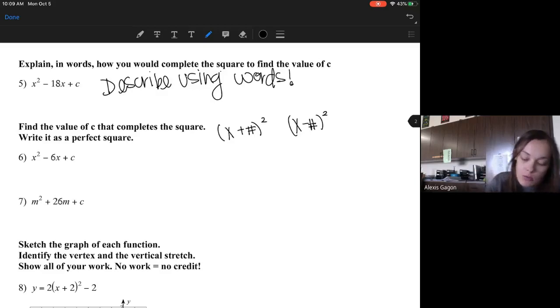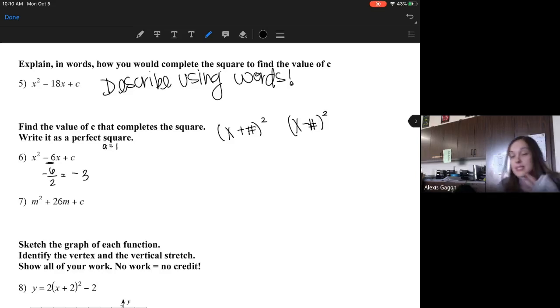To do that, we're going to take our b value. So we look at the b value right here, and we're going to divide it by 2. And a must be 1, so a has to equal 1. We're taking the b value, and we're dividing it by 2. So I'm going to take this -6, and I'm going to divide it by 2. And I get -3.